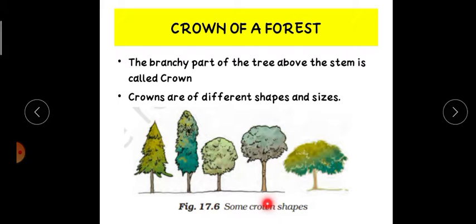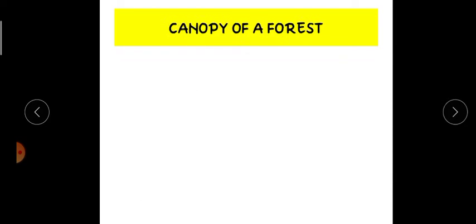Children, look at this picture. You can see there are different shapes of crown found here. This is a pine tree. The crown is in the shape of a long cone. This is an elongating type of crown. This crown you can see is round. This crown is wide, and this crown is a very wide, inverted heart shaped one, is it not? So there are different types of crowns of a forest. If I ask you which part is the crown, you will have to say this part, this part, this part, this part, and this part. This part is the crown of a forest.